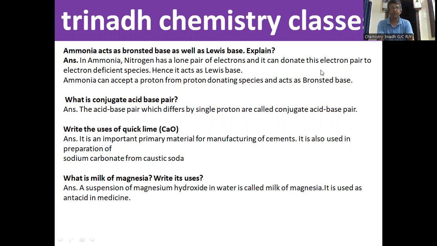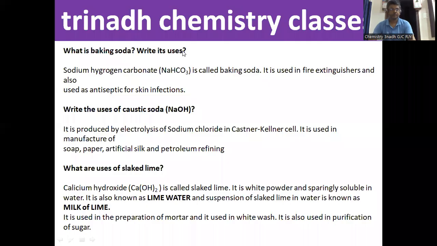Next one is, write the uses of quicklime. It is an important primary material for the manufacturing of cement. It is also used in the preparation of sodium carbonate from caustic soda. Next one is, what is milk of magnesia? Write its uses. A suspension of magnesium hydroxide in water is called milk of magnesia. It is used as an antacid in medicine.